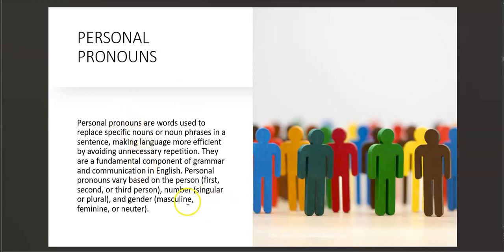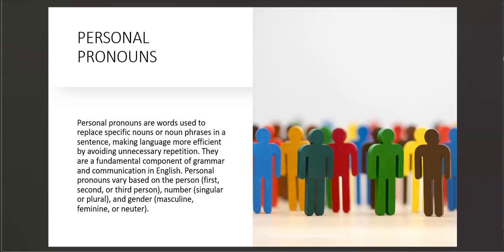When you talk about the number, is it one person talking or a lot of people talking? So is it singular or plural, okay? When you talk about gender, is it masculine? Is it feminine? Or is it neuter? When you talk about masculine, is it a boy? Feminine, is it a girl? So that is on gender. For you to understand personal pronouns, you have to know those three.